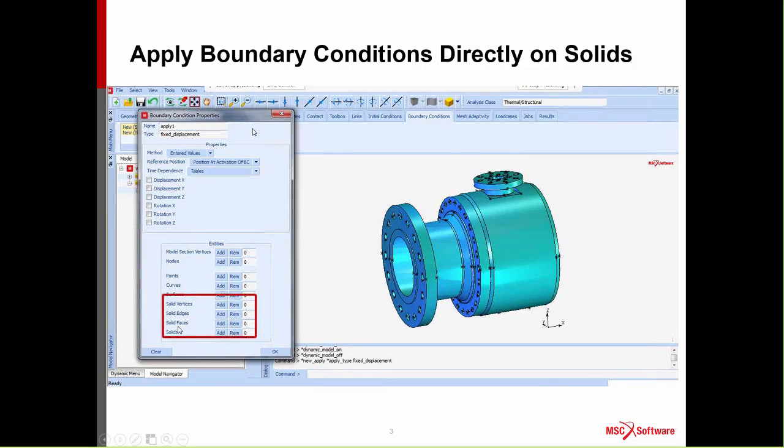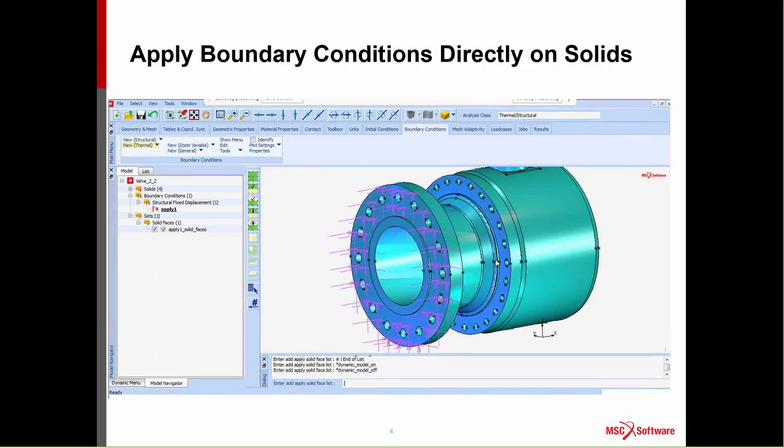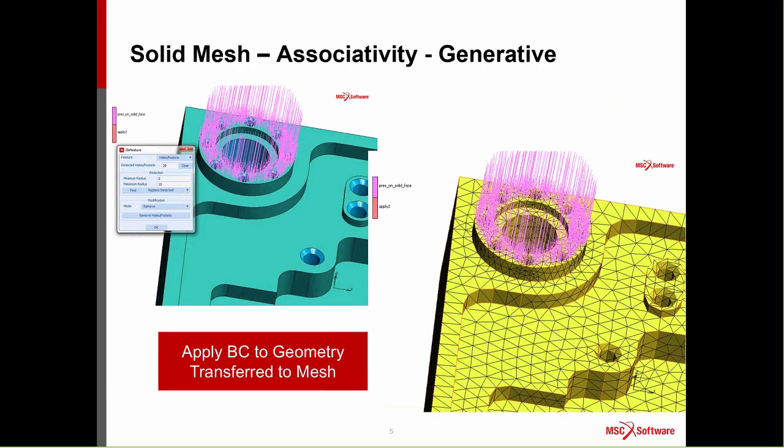That's both in the case of a fixed displacement menu or in the case of distributed loads or other things as well. So the menu that you're normally familiar with in terms of applying boundary conditions is much more sophisticated than it was before, but it's very, very powerful. And to really talk about that power, I want to talk about what we can now do with associativity and the generative nature of the product.